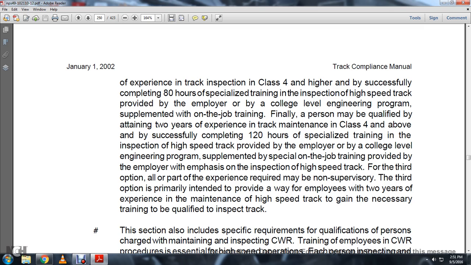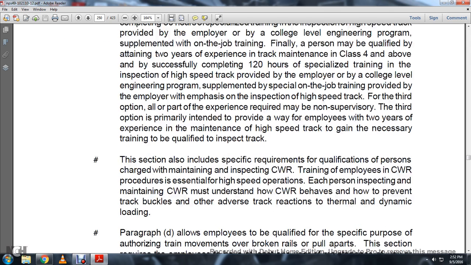Finally, a person may be qualified by attaining two years of experience in track maintenance of class 4 or above, with successful completion of 120 hours of specialized training in inspection of high-speed track provided by the employer or by a college-level engineering program supplemented with special on-the-job training provided by the employer, emphasizing inspection of high-speed track. For the third option, only part of the experience is required to be non-supervisory. The third option is primarily intended to provide a way for employees with two years of experience in the maintenance of high-speed track to gain the necessary training to be qualified in track inspection.